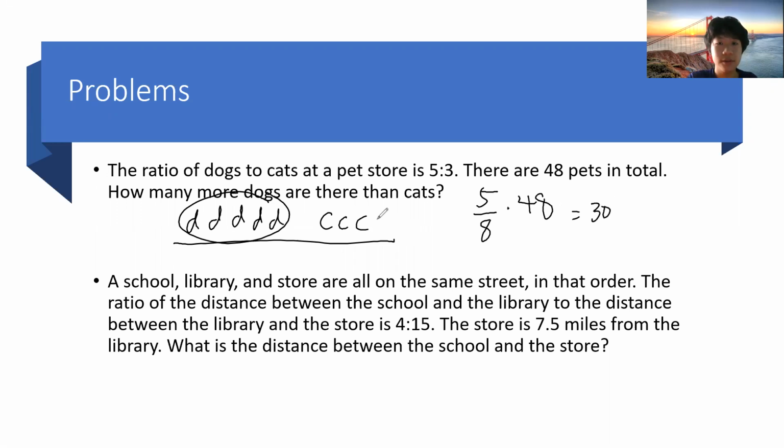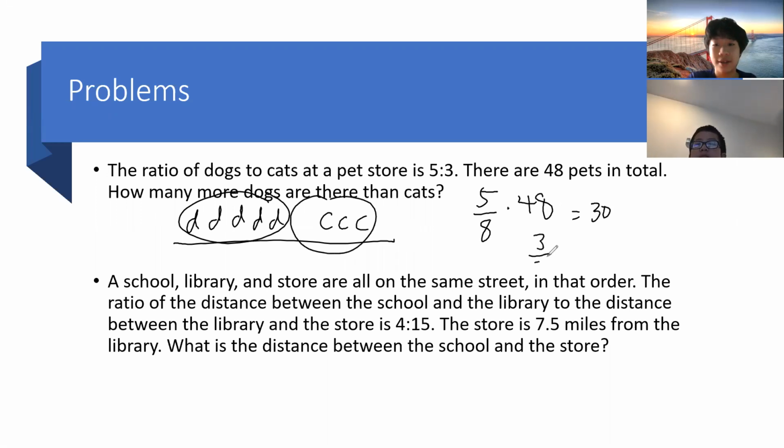Now let's do the cats. The cats are 3/8 of the whole thing. So 3/8 times 48 is, no, not 12, 18. If we subtract these, 30 minus 18, we get 12. There are 12 more dogs than cats. Okay, the next one is very, very tricky.